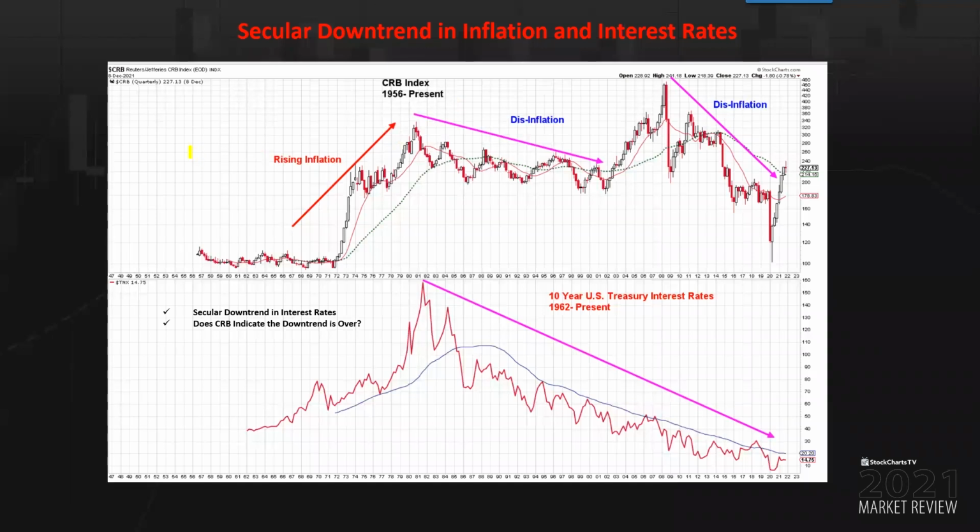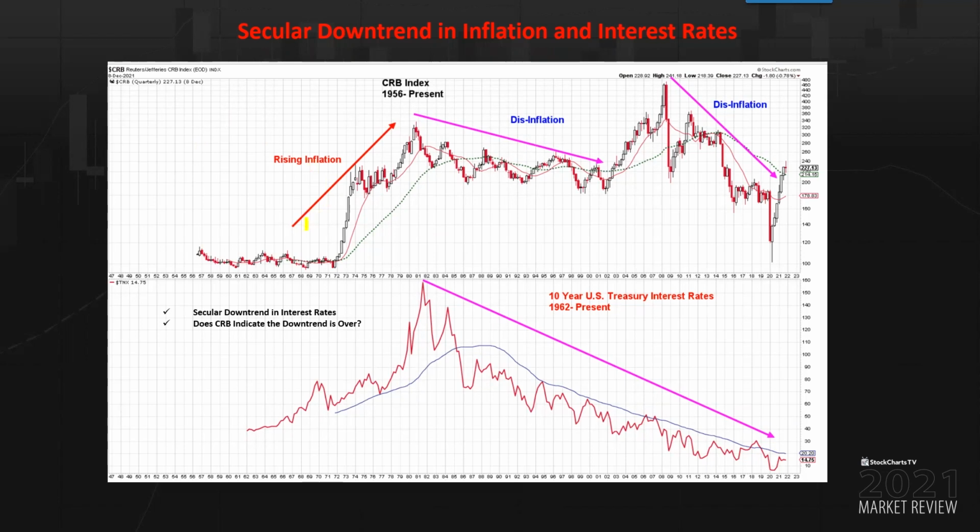Here is CRB. Now we're going to correlate the idea of inflation and interest rates. Inflation rises, interest rates rise. That's the normal relationship. Inflation drops, interest rates drop. We're looking at CRB as a major component of a basket of commodities that influence the price of goods and services and either cause inflation to expand or decline.